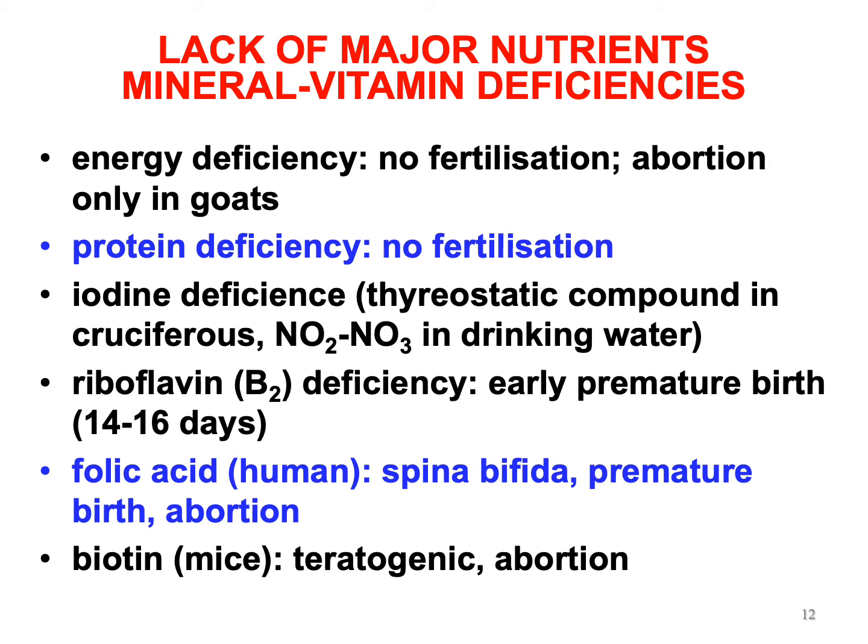From the vitamins, riboflavin, B2 deficiency may cause early premature birth approximately 2 weeks before term. Folic acid deficiency in humans may cause spina bifida, premature birth, and also abortion. Biotin deficiency has a similar effect in mice. It is teratogenic, so to say, per se, and will cause abortion.